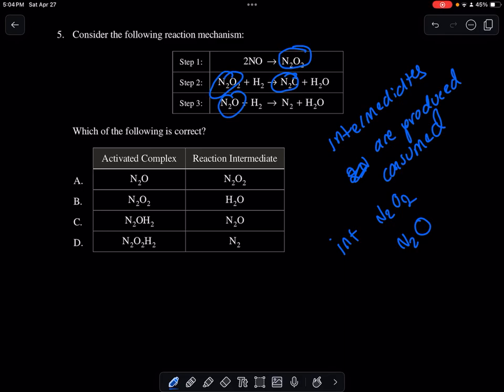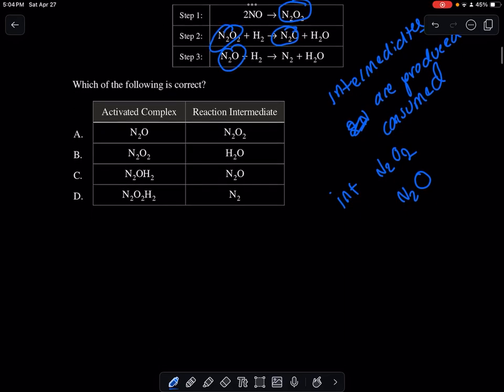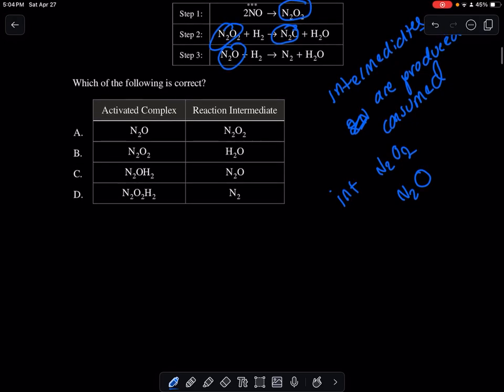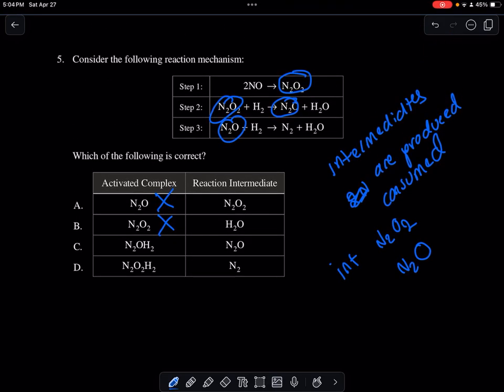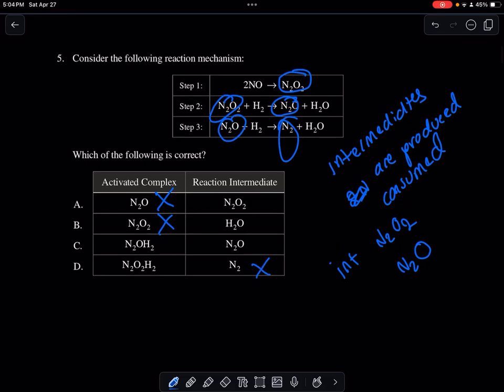Cool. The next one is, what is the activated complex? An activated complex exists for a fraction of a second, and in this case, these are our intermediates, so they cannot be activated complexes. So we are down to choices C and D. Now the next question is, is N2 an intermediate? Well, N2 is actually produced, so D is wrong. So the correct answer must be C.